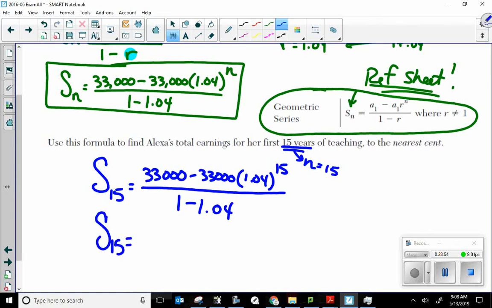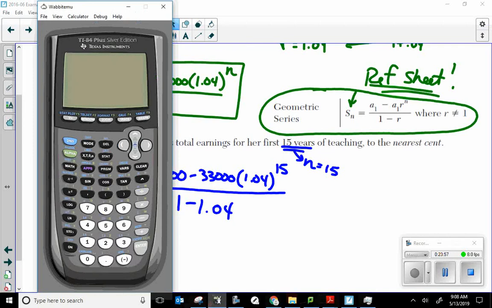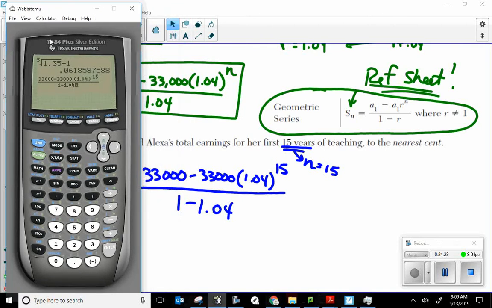And all you have to do is put that in the calculator. That's how simple that is. Because I like to use the fraction feature here, I'm going to say alpha y equals enter. And I'm going to put 33,000, and I'm going to subtract 33,000 times 1.04 raised to the 15, all over 1 minus 1.04. That looks pretty much perfect to what I need it to look like.